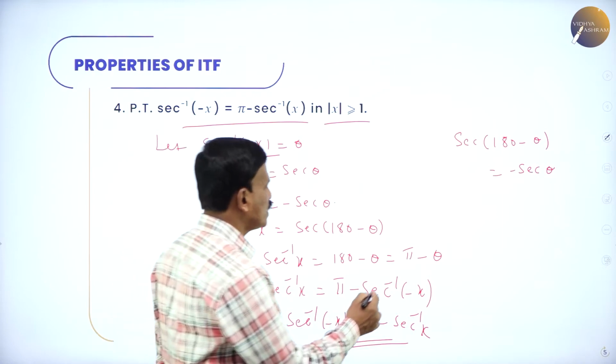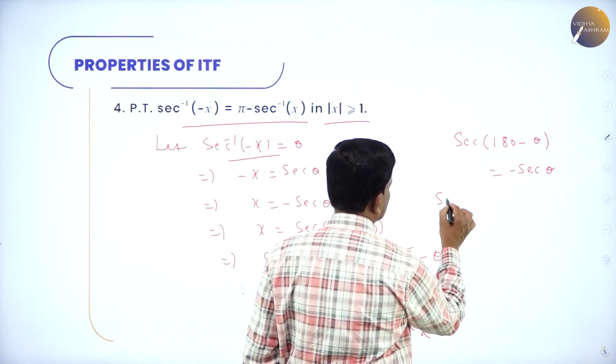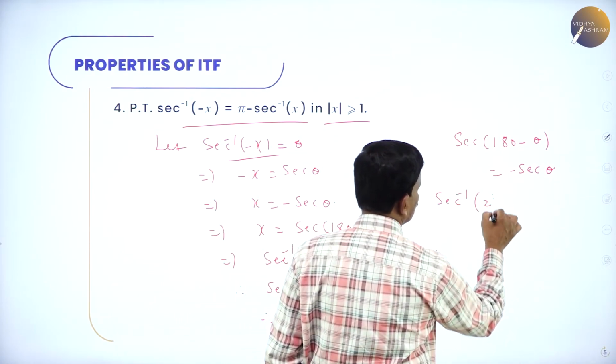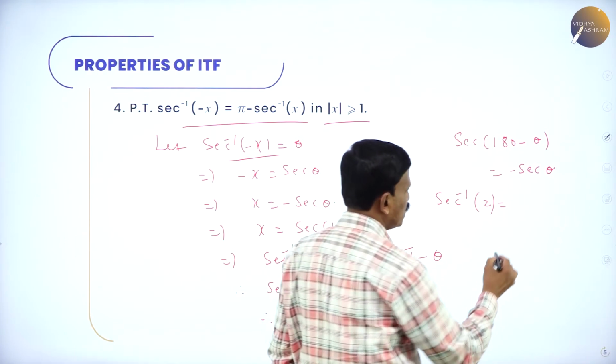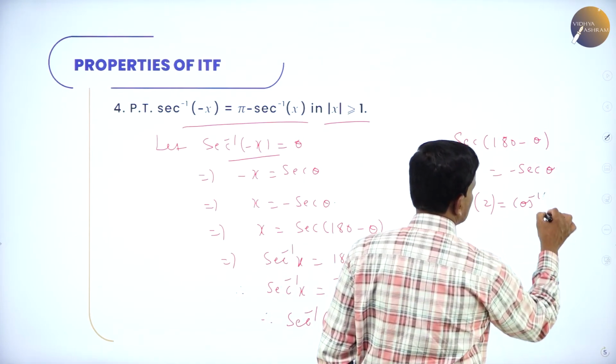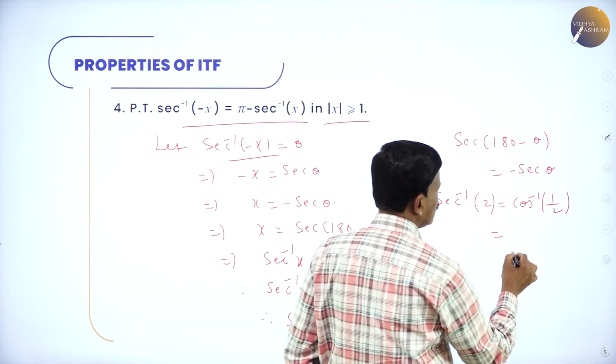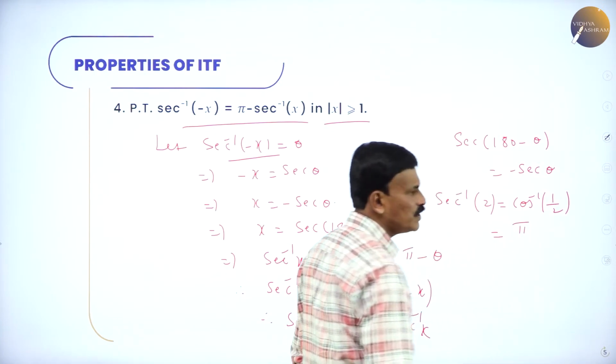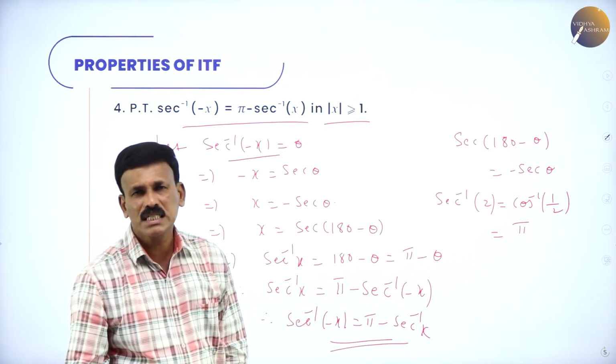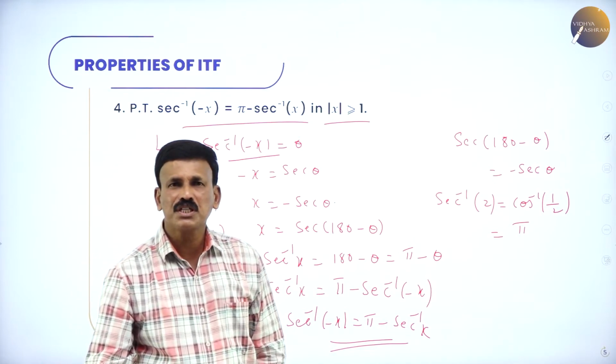So, let us take for example secant inverse of 2. Secant inverse of 2 can be written as cos inverse 1 by 2. This is nothing but cos inverse 1 by 2, which means cos 60 degrees, sin 60 root 3 by 2.